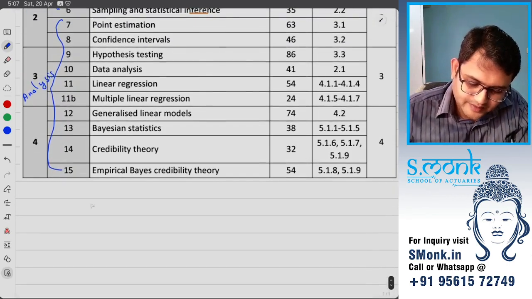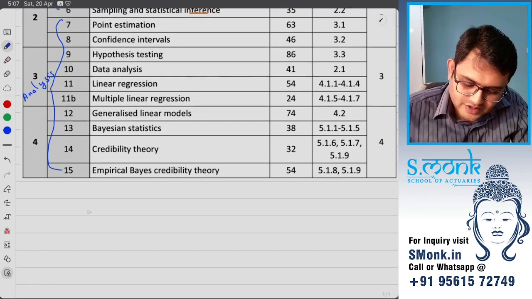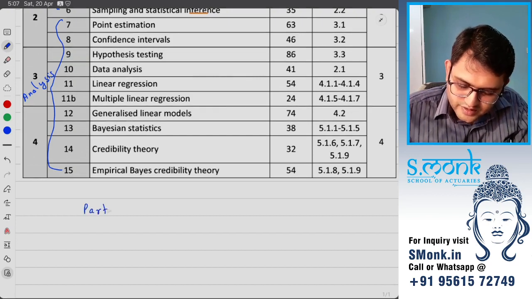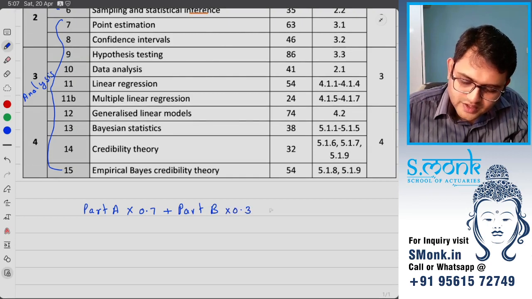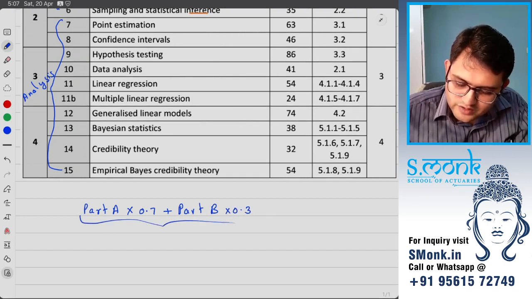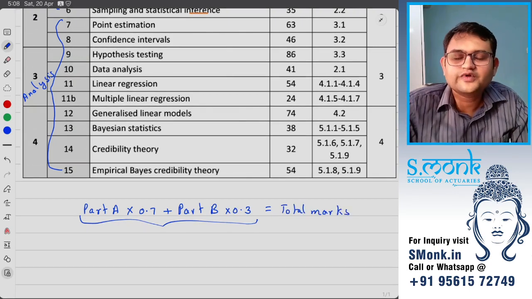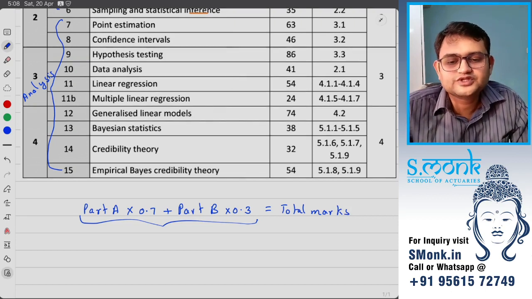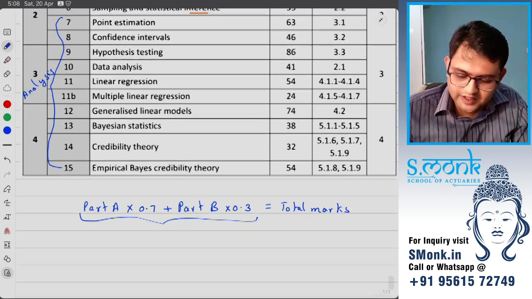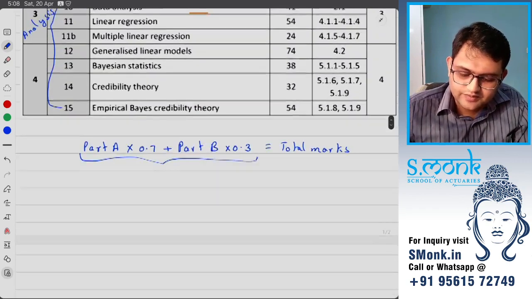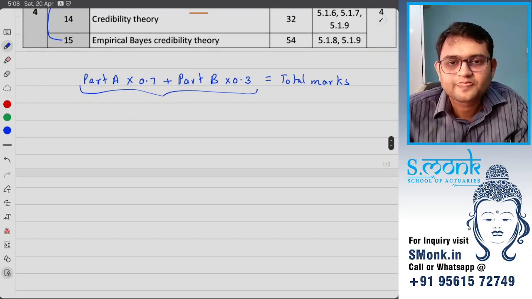Now, when it comes to examination, you have to give both of those examinations. What they do is they take part A multiplied by 0.7, then add part B multiplied by 0.3. This is your total marks. So they are giving more weightage to part A, that is your written examination, and less weightage to part B, that is your R programming.